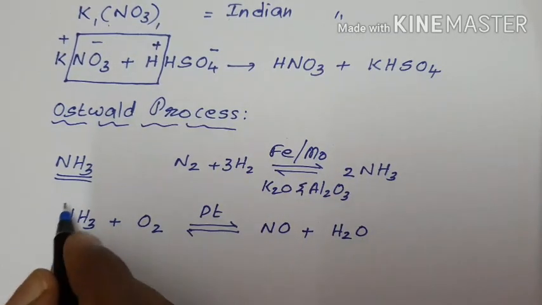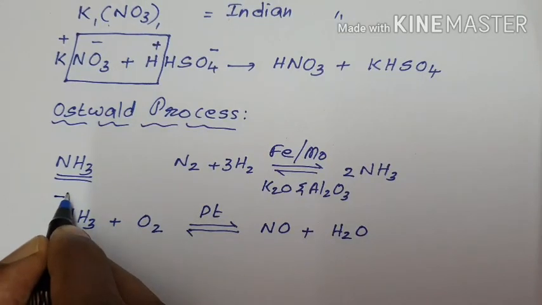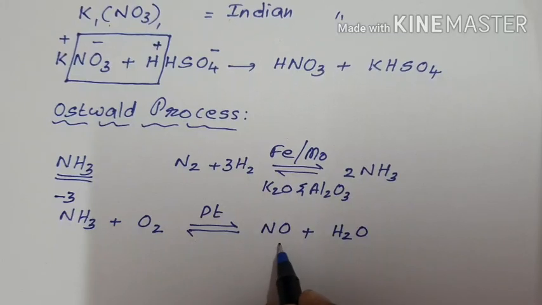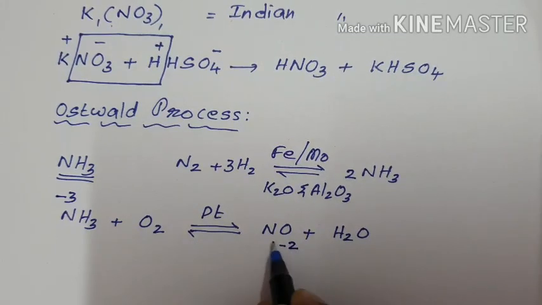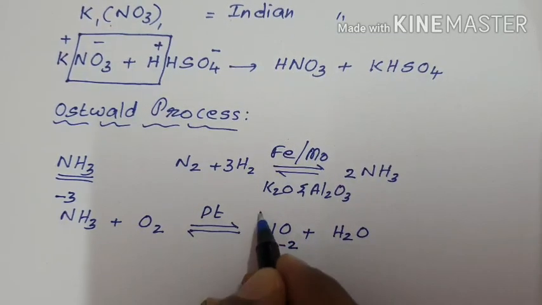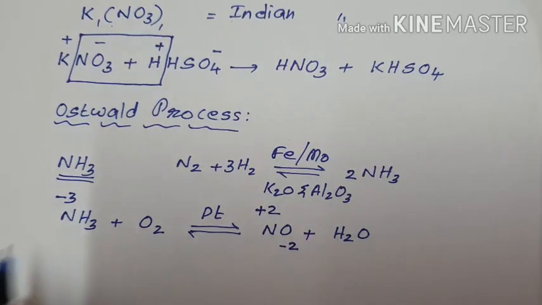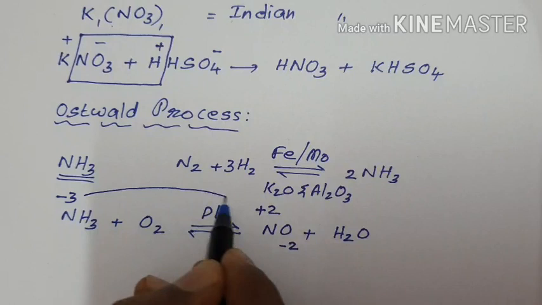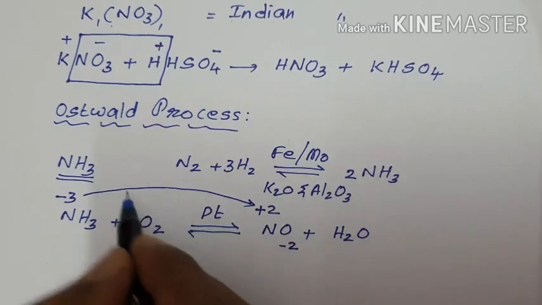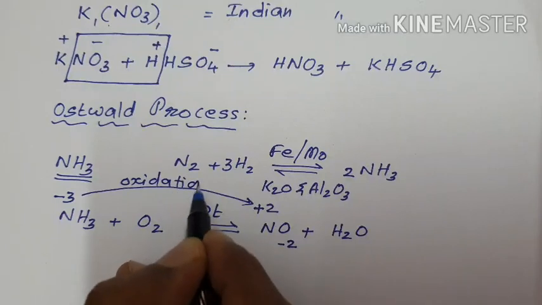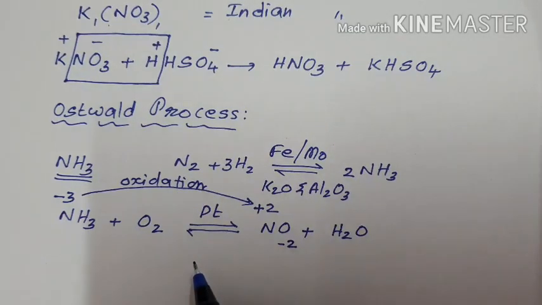In ammonia, the nitrogen oxidation state is -3, and in nitric oxide, oxygen has oxidation state -2, as in all cases except peroxide. Therefore, nitrogen oxidation state is +2. When you move from left to right, the oxidation state of nitrogen increases, therefore it is called oxidation. This platinum gauze carries out this oxidation.